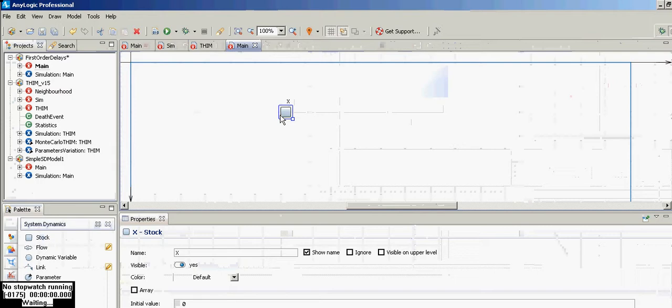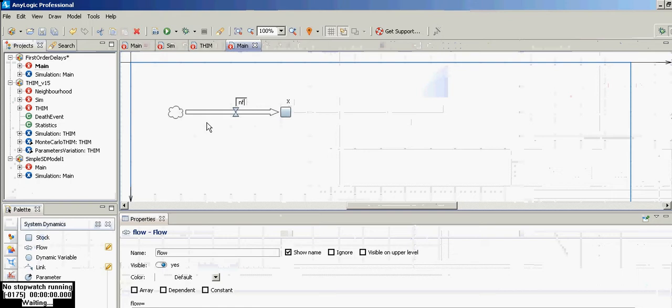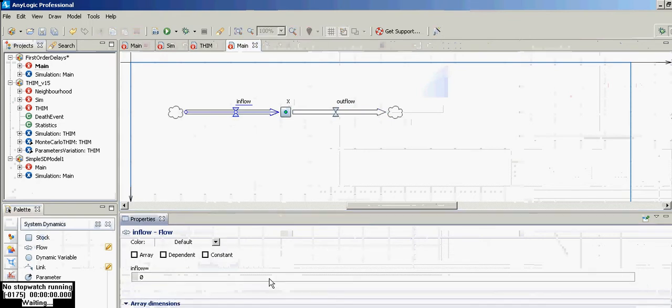Okay, inflow and outflow. Good. So let's go add inflows and outflows. This will be called inflow, and this will be called outflow, right? Great. Now, the inflow here, I'm just going to make it a simple quantity. I'm going to make it the value 1. Constant 1. Boom. What does that mean?